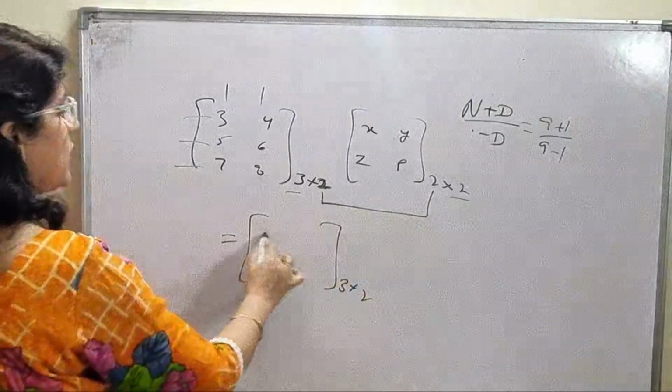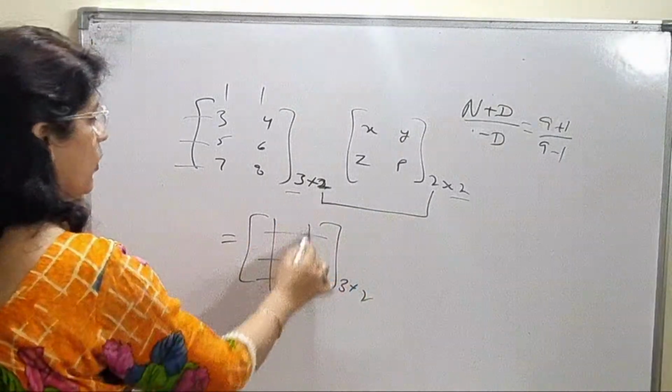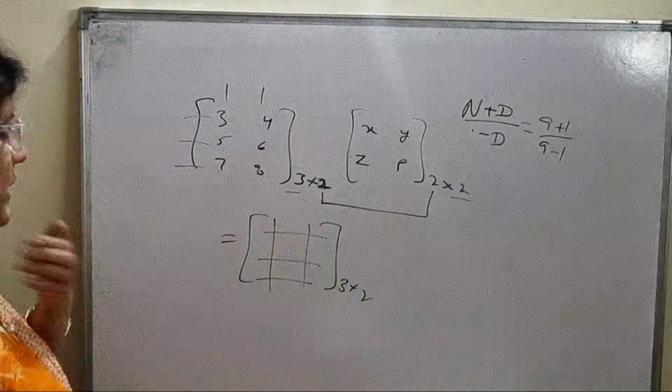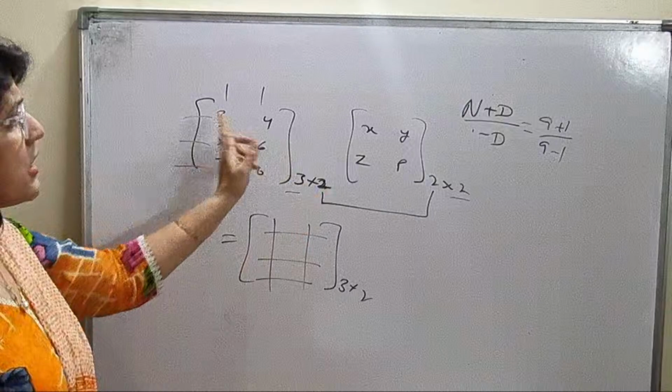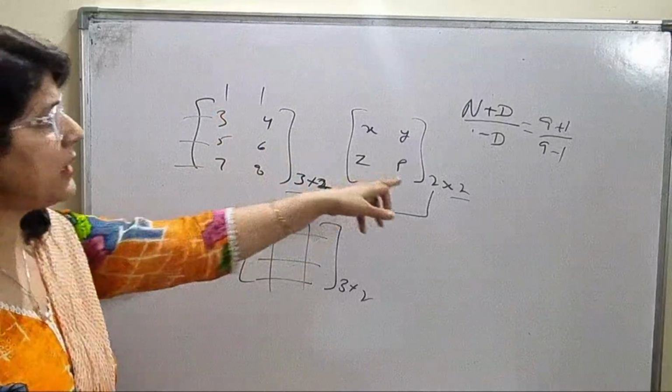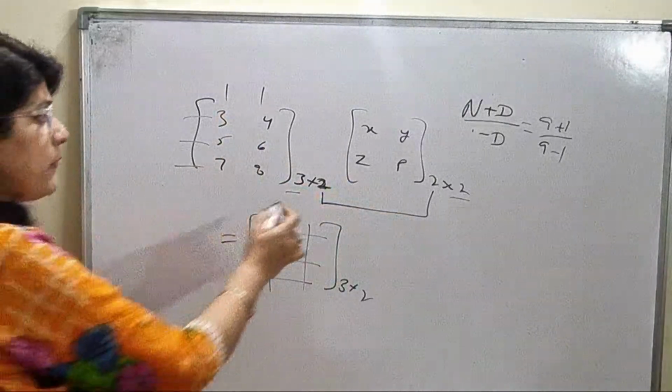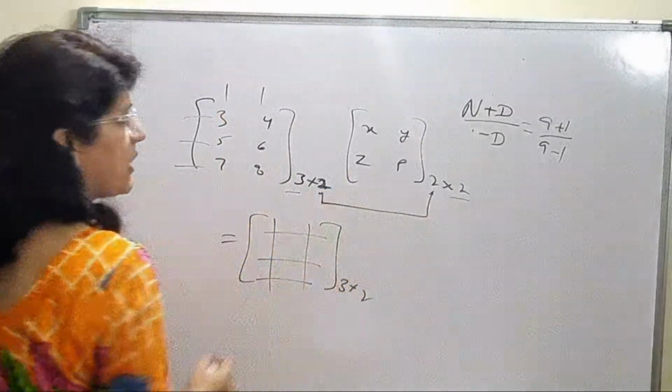It means 3 rows will be there along with 2 columns in the final product matrix you will get. And whether multiplication is possible or not, you just need to check the number of columns of the first matrix and the number of rows of the second matrix. If they are equal only, then multiplication is possible.